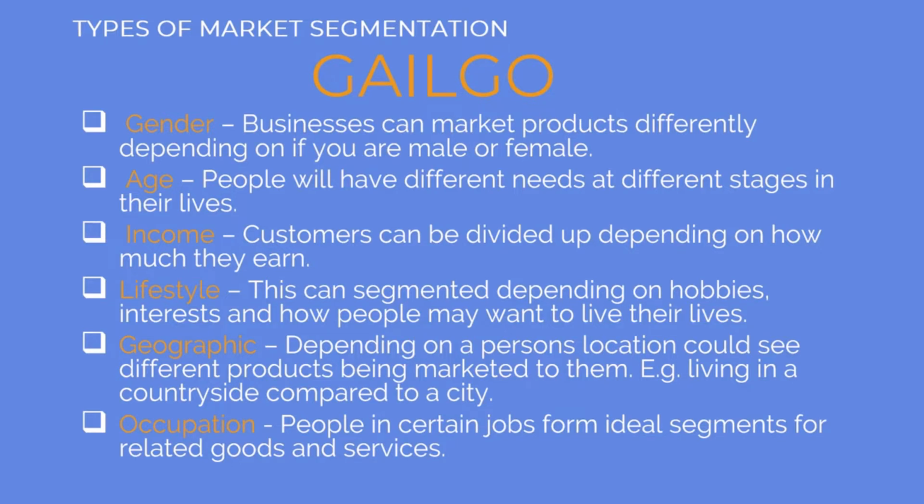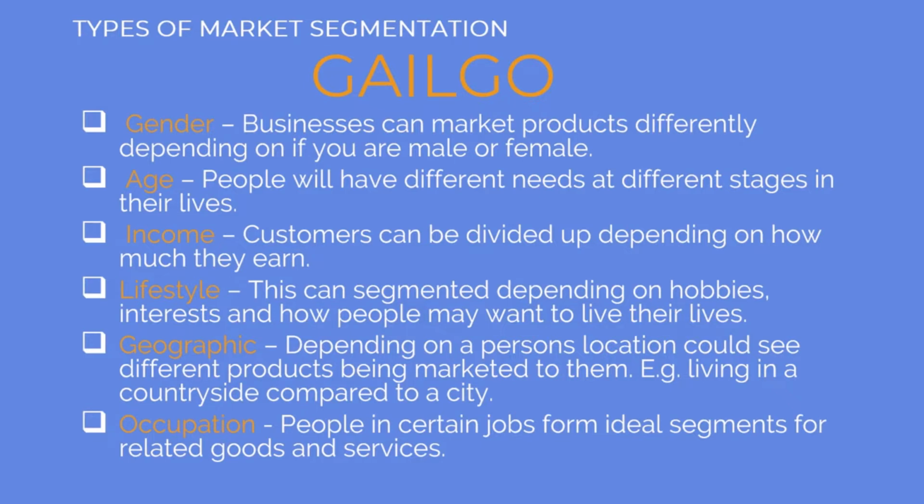Lifestyle. Now this one is very different to the first 3 in the sense that it doesn't really matter what people's gender, age or income is when it comes to their hobbies and interests. For example, lots of girls might like football, so you can't just say that because they are female they won't be interested in football products. So it's all about hobbies and interests and what people do in their spare time, rather than just basing it on gender, age and income.